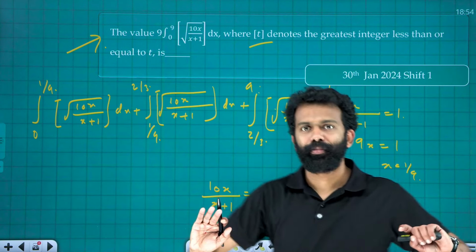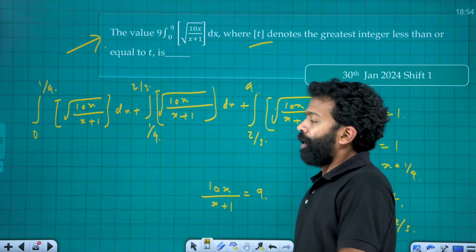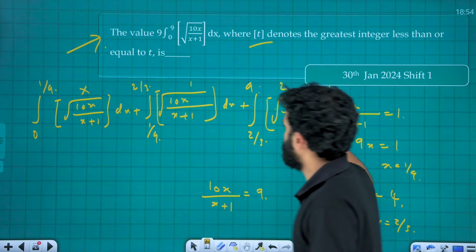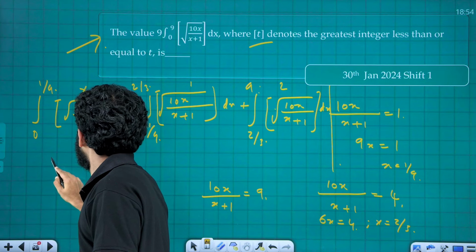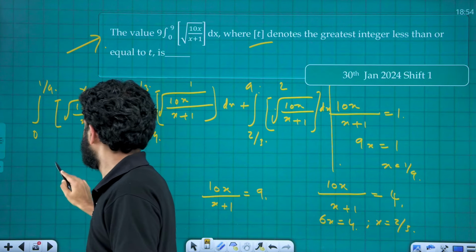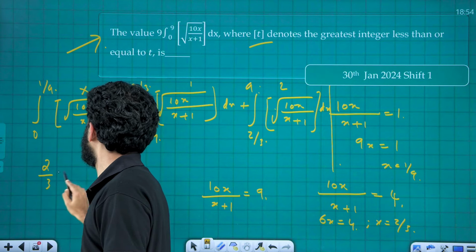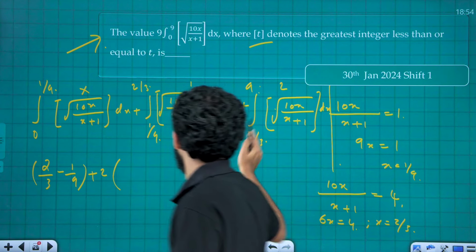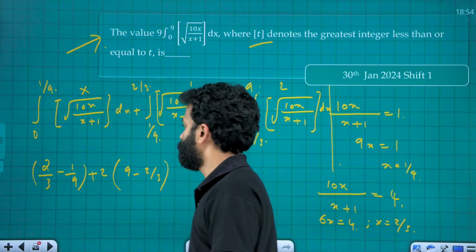Over. Okay, if you substitute 9 there, you will get the corresponding consecutive integer. And this will be 0, right? And what is the value here? 1. And what is the value here? 2. That's all done. Therefore, this is integral 1 dx, that is x. If you substitute the upper limit and lower limit, it will be 2 by 3 minus 1 by 9 plus 2 into, again if you apply, you will get 9 minus 2 by 3. So, this should be your final answer.